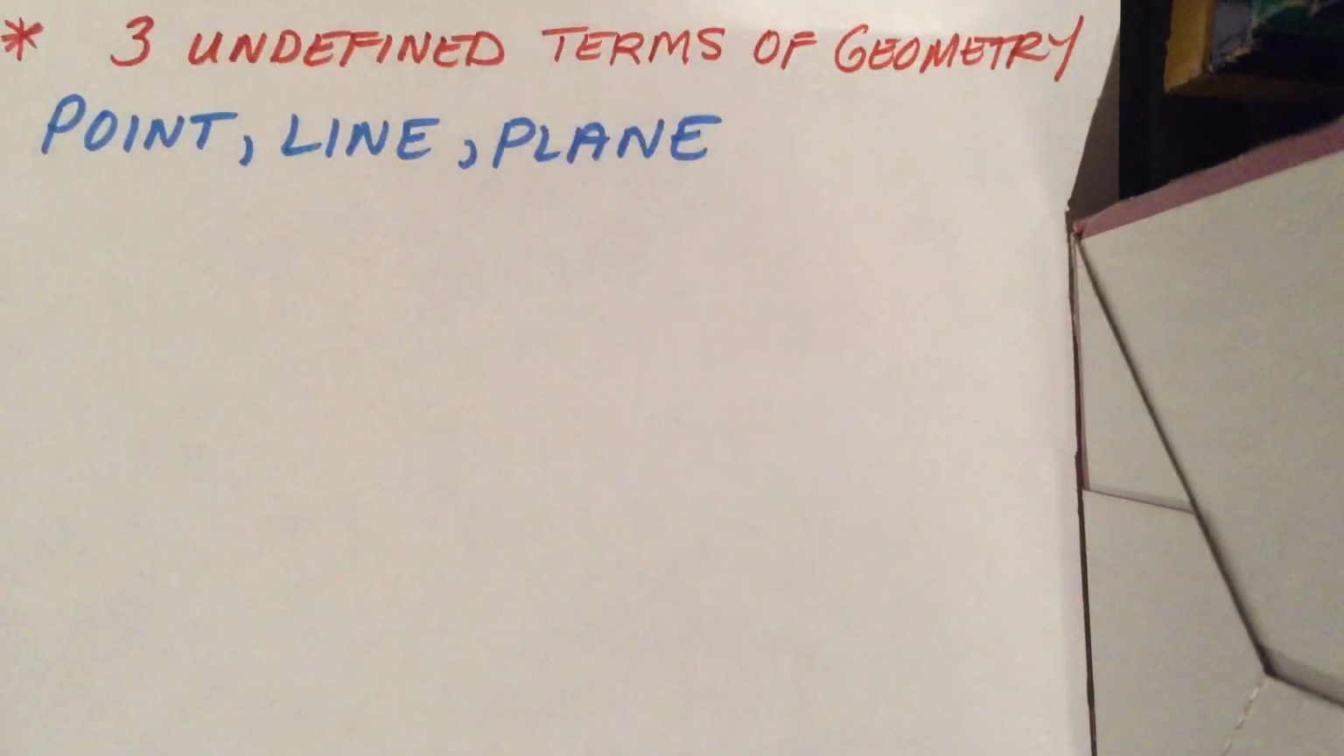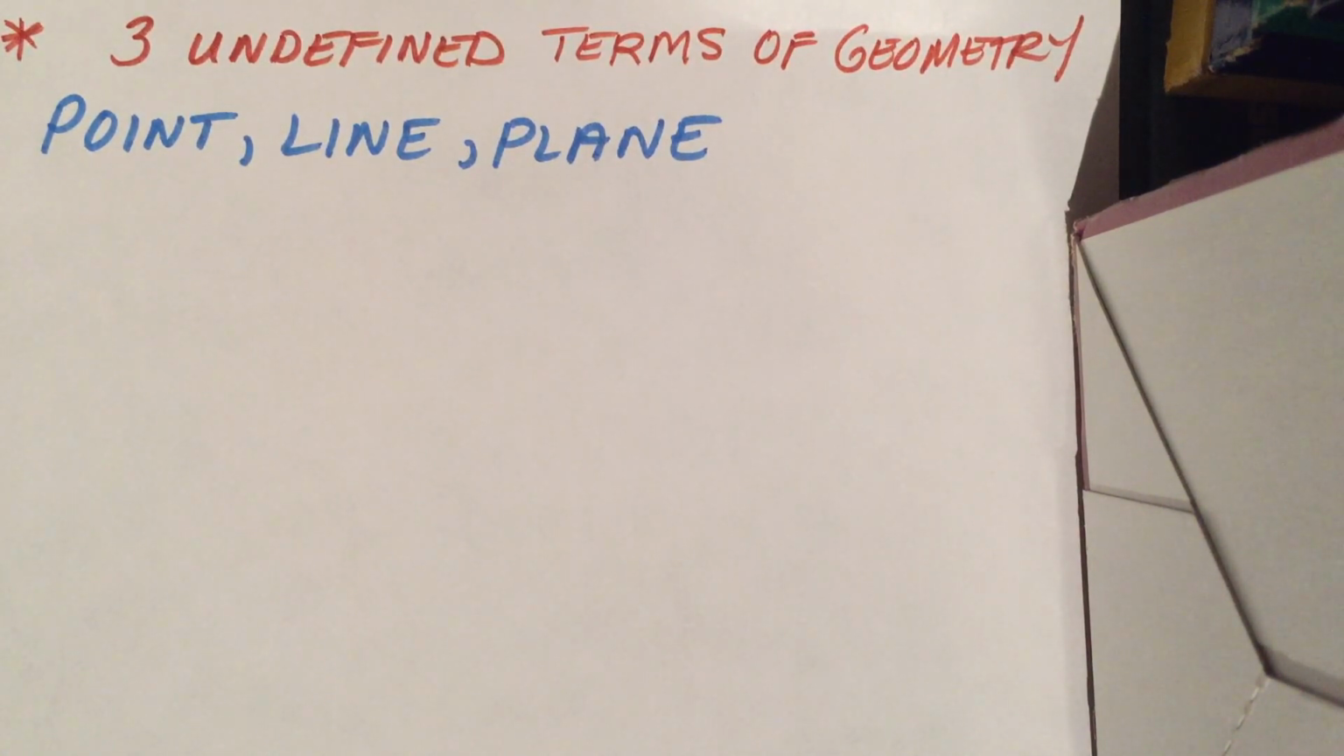Okay, for our first lesson, we're going to look at the three undefined terms of geometry, which are point, line, and plane. And point, line, and plane are pretty much the building blocks of geometry. A point is paralleled with a cell in biology. Everything in geometry is built off of points. It's the smallest unit of measurement, which we really can't measure, but it's your smallest object possible.